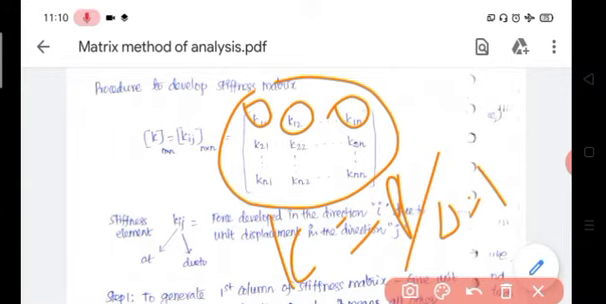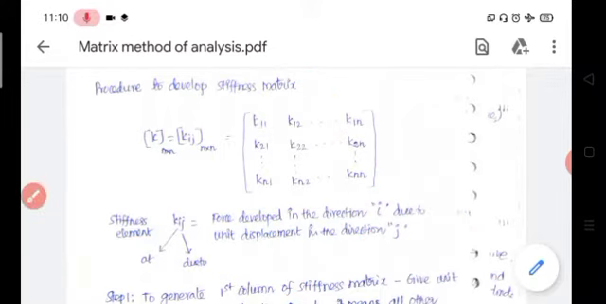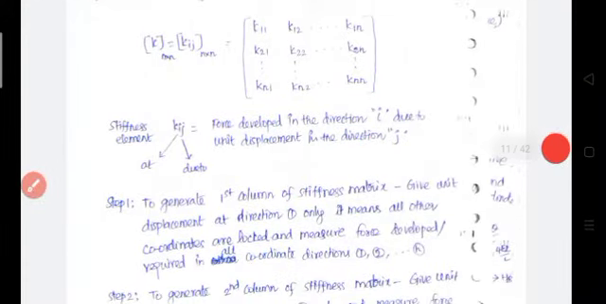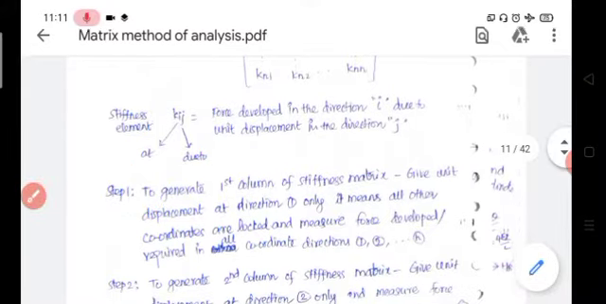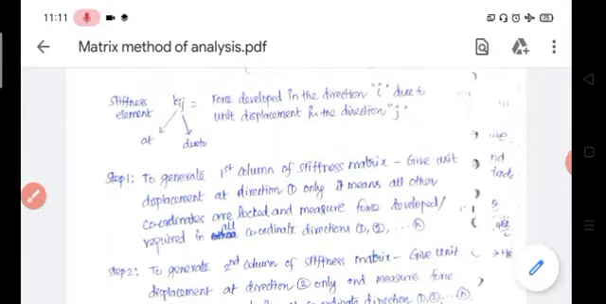Therefore, for the element Kij, I represents "at" and J represents "due to". That is, the force developed in the direction I due to unit displacement in the direction J. The force or moment developed in the direction I is due to unit displacement or unit rotation. Unit displacement here includes both translation and rotation in the direction of J.